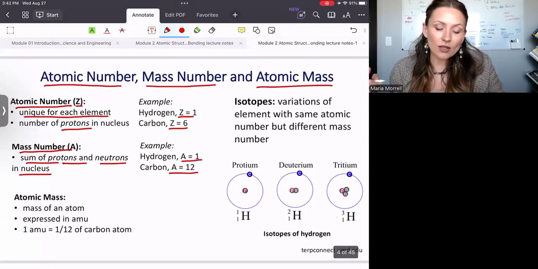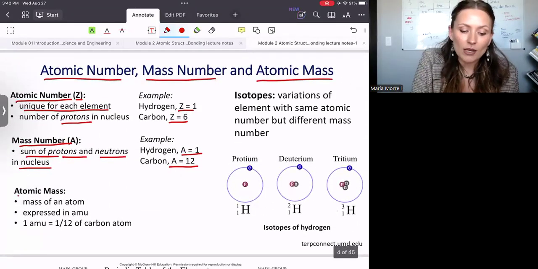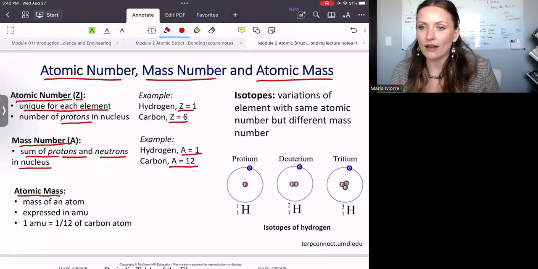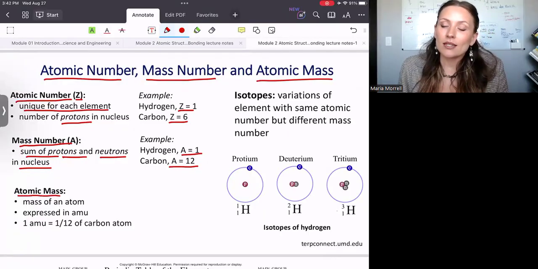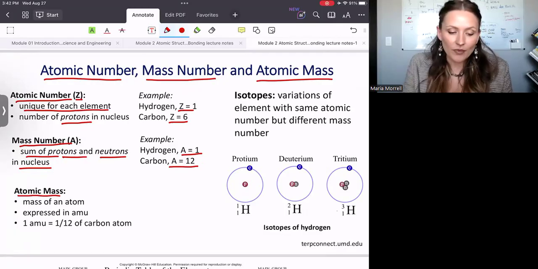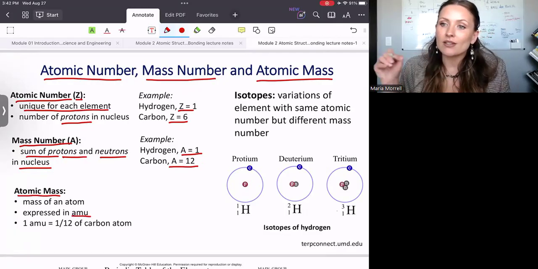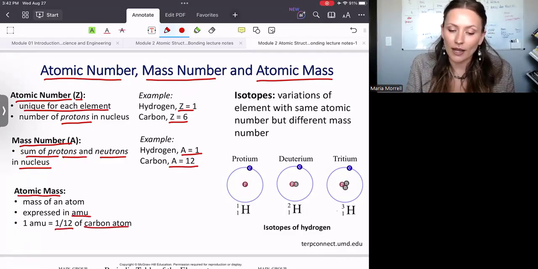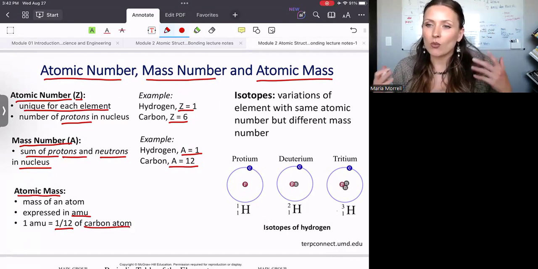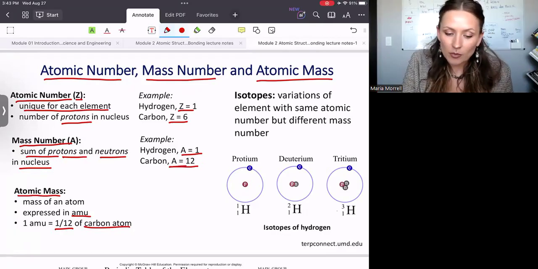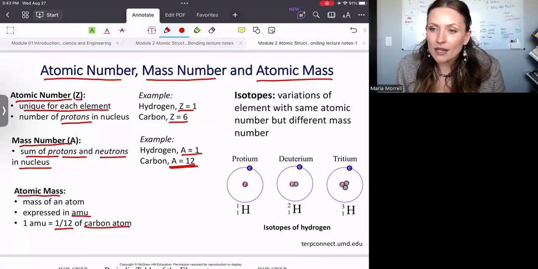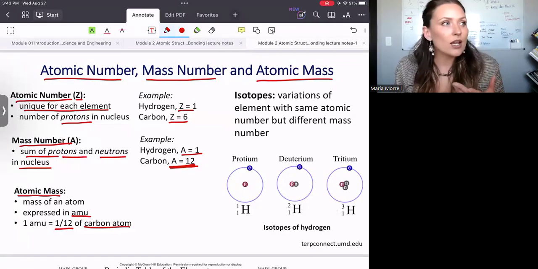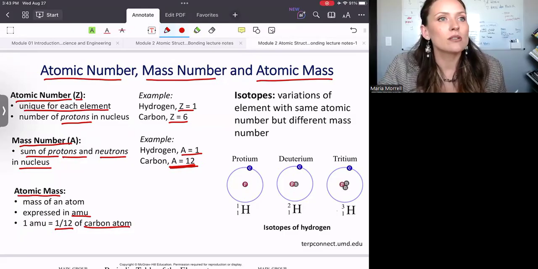This is not a mass number. This is an atomic mass, or sometimes we also say average atomic mass. It is basically the mass of an atom, and it is expressed in atomic mass units. One atomic mass unit is the same as 1/12 of a carbon atom. But you're probably wondering, where does that number come from? Because for carbon, the mass number is 12, meaning that there are 6 protons and 6 neutrons.